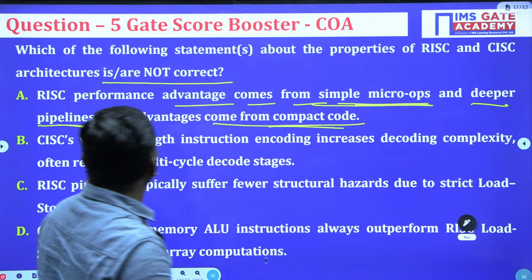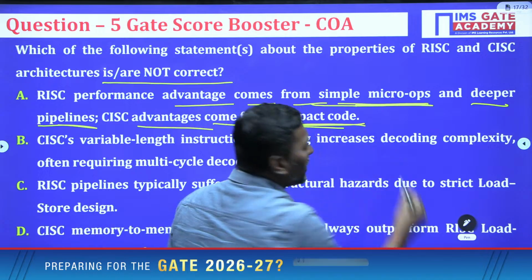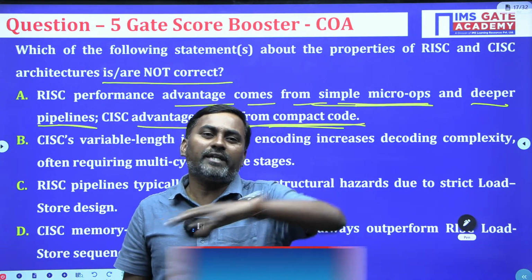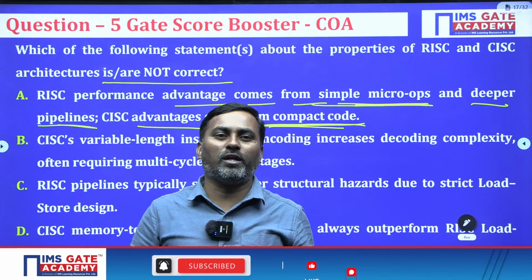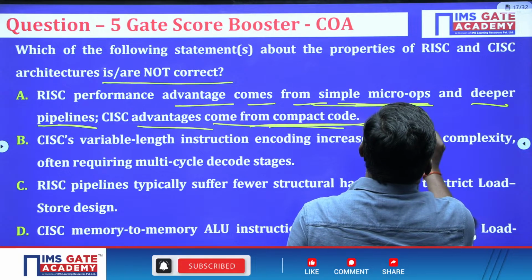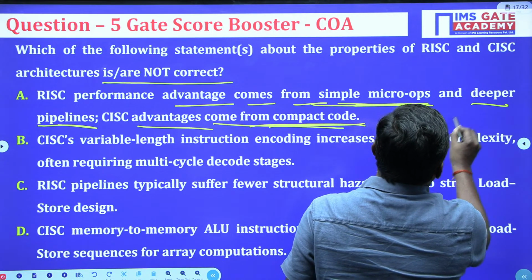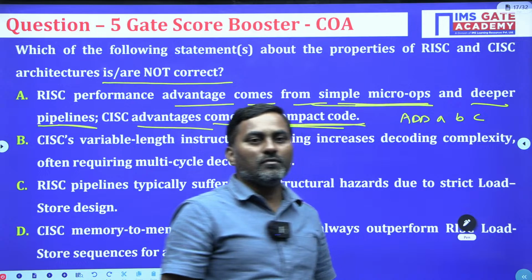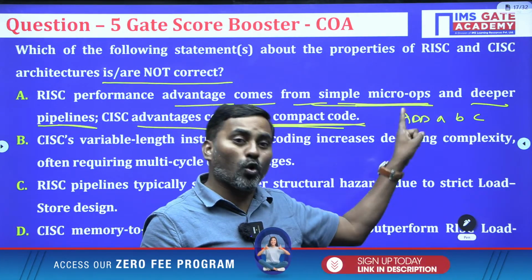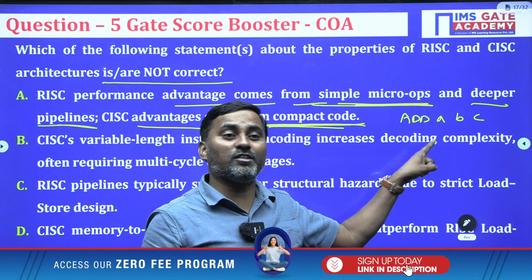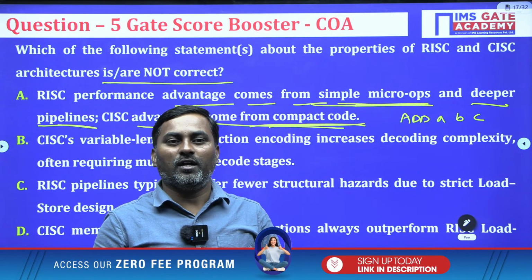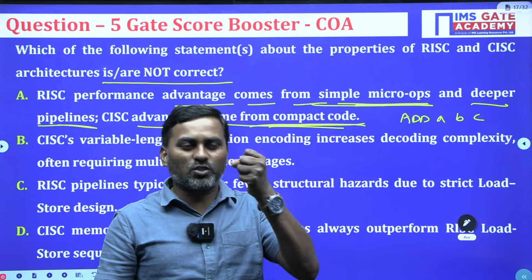Now when it comes to CISC style, it is compact code, nothing but less code. Complex instructions mean more than one activity can be done at a time. For example, if I write one instruction, ADD A, B, C, under CISC style, loading A, loading B, adding, and storing in memory can happen in a single instruction only. So that becomes compact code, less code.